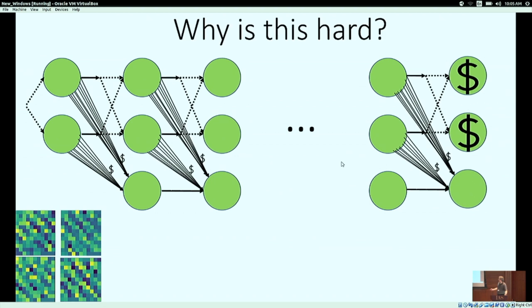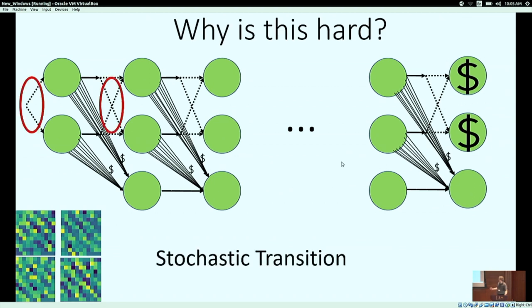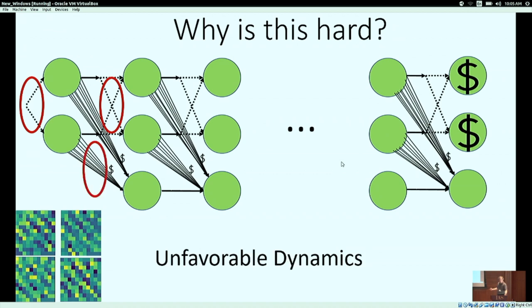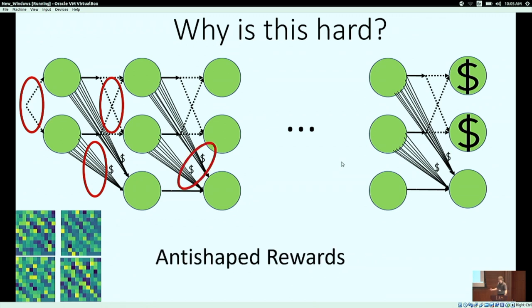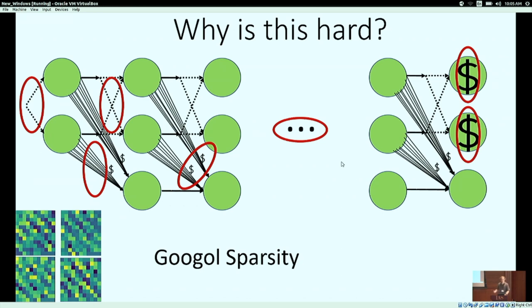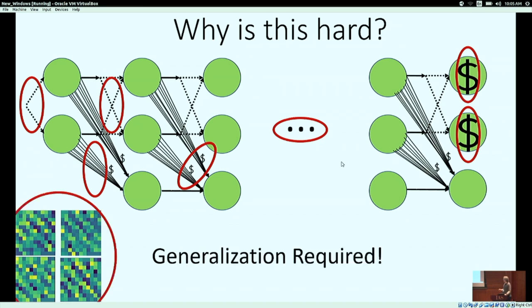Okay, so just going through things again, why is this hard? Well, you have a stochastic start, you have stochastic transitions. You have unfavorable dynamics. If you act randomly, you're going to end up losing. You have anti-shaped rewards. This is a fun one. A googol is the number 10 to the 100. So if you act randomly, you have a 1 in googol chance of actually observing a large reward. It's googol sparse. All right, so then the last real component here is that generalization is required. You have to somehow generalize from some observations to other observations in order to perform effectively.